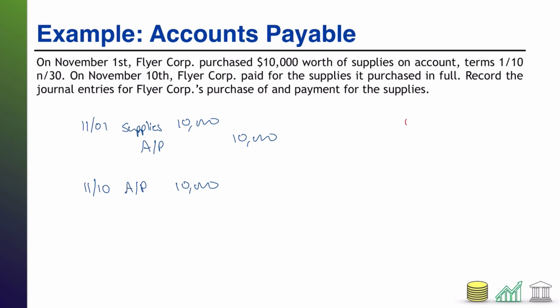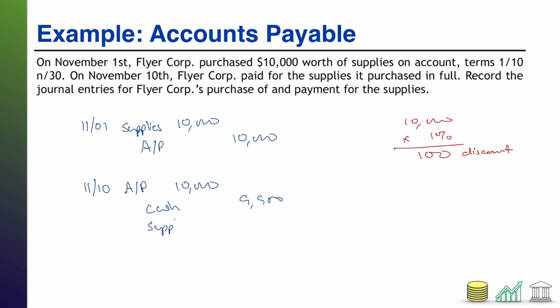Do a little math off to the side here. If we owe $10,000, we're allowed to take 1% of that. That comes out to $100. So that's going to be our discount. And therefore, now in our journal entry, the cash that we pay to pay off this payable will only be $9,900. The discount that we receive actually reduces the value of the supplies we have on hand.